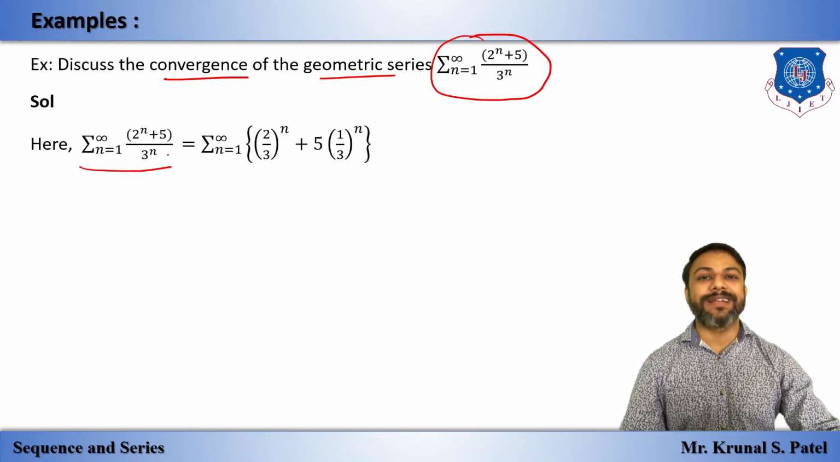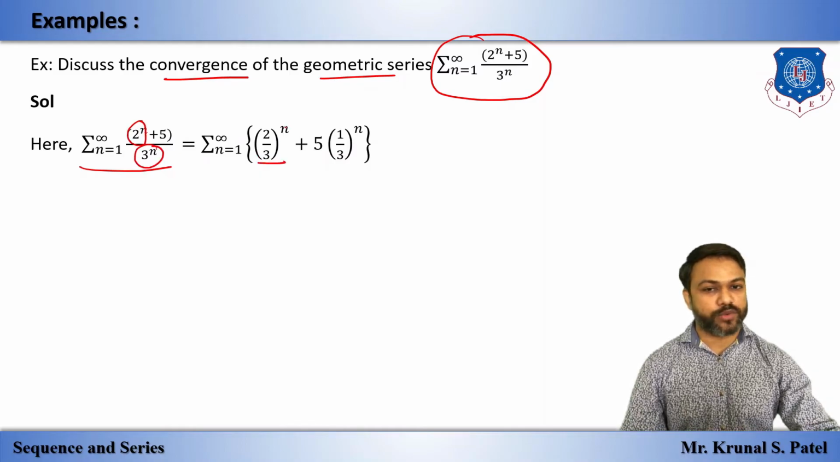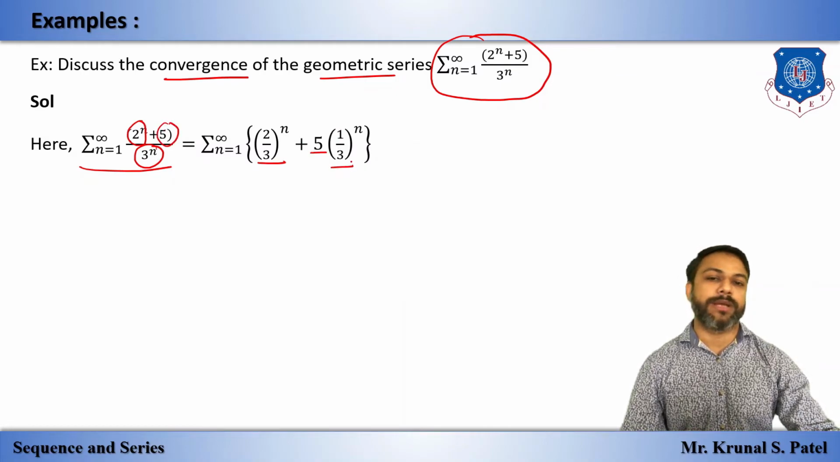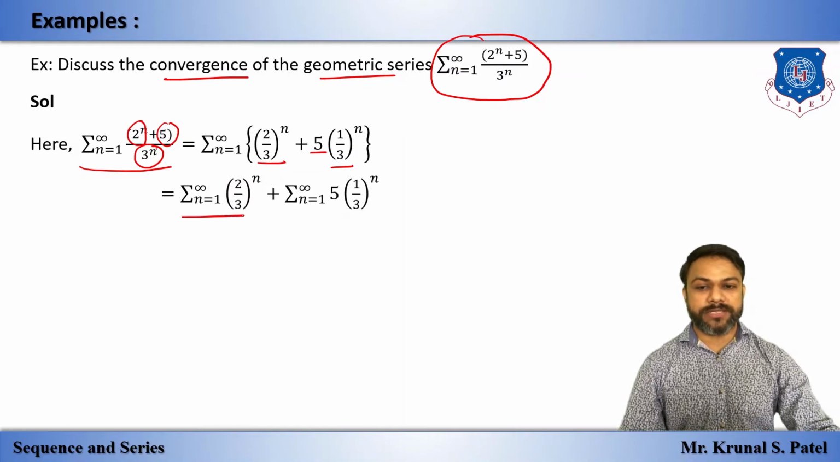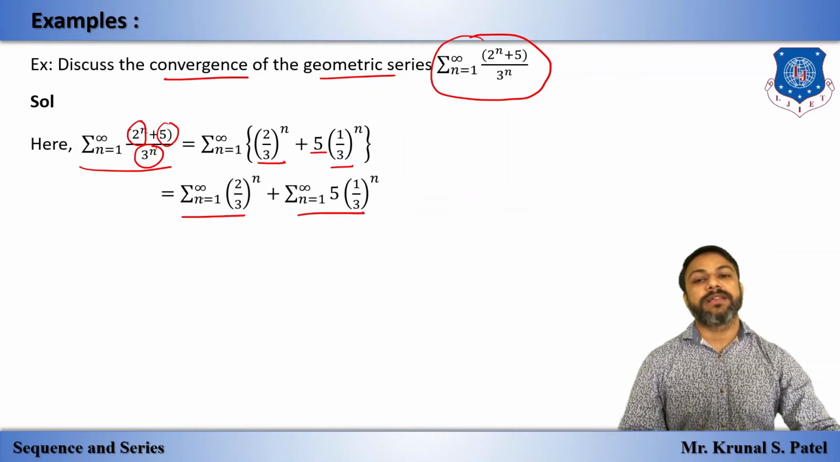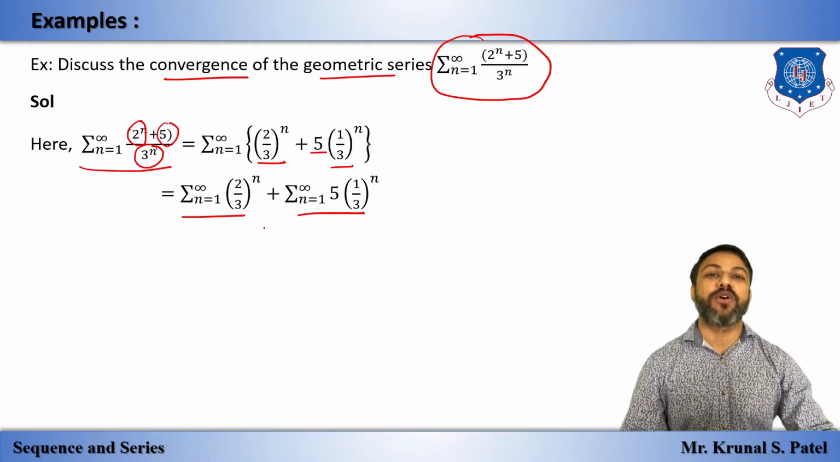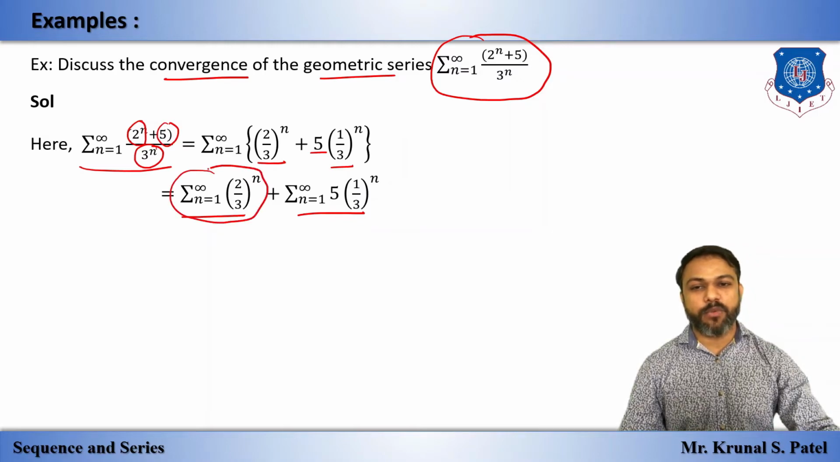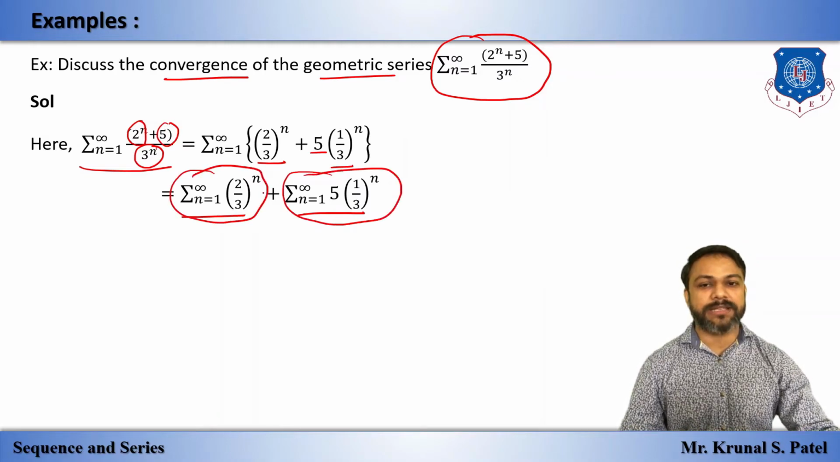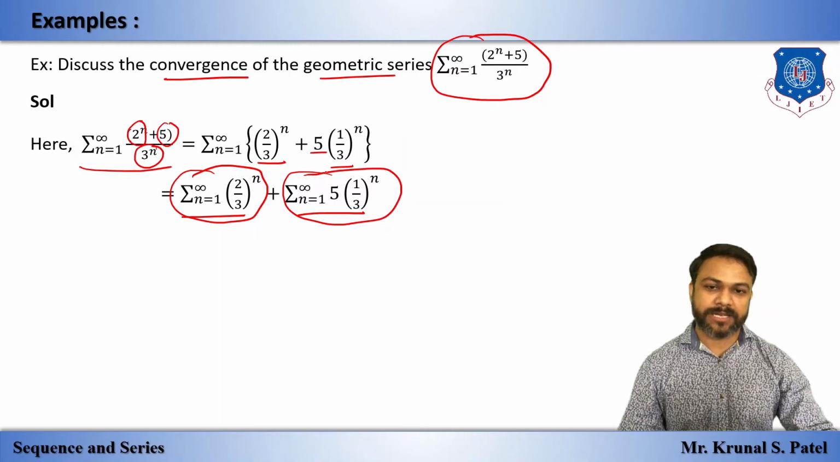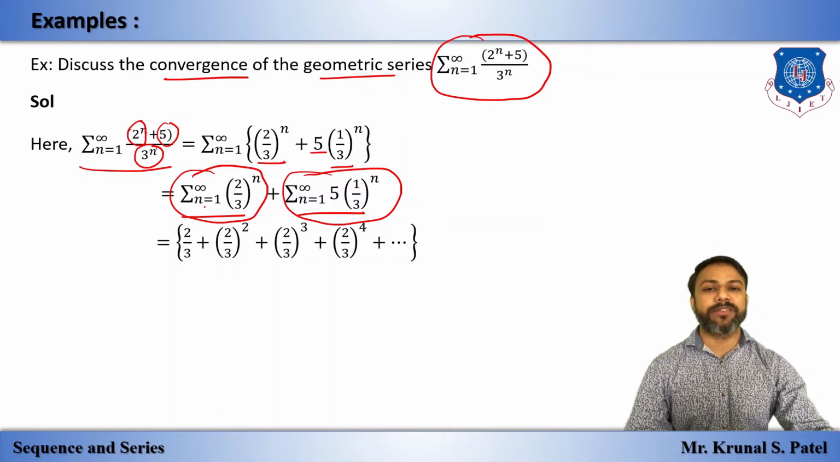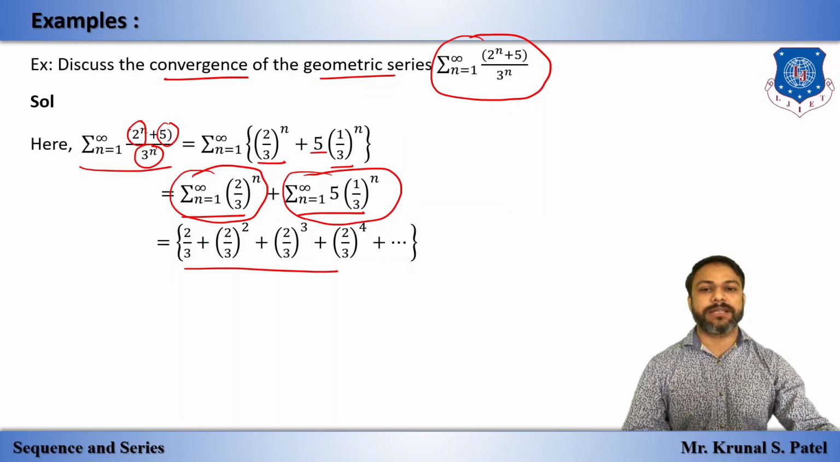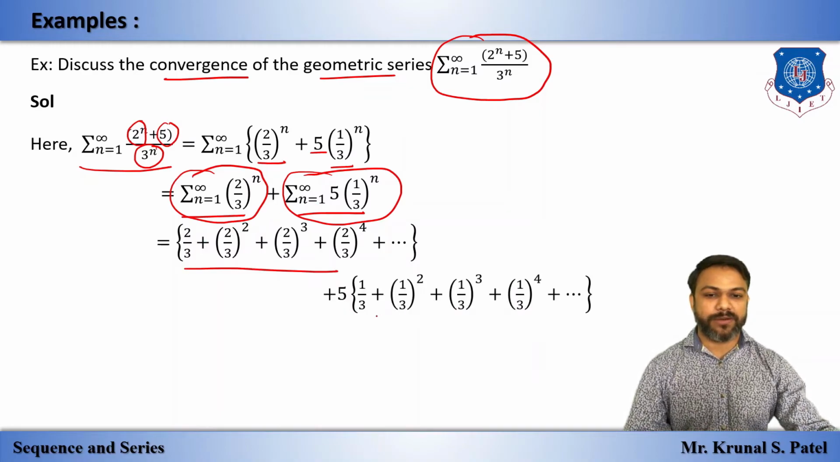The given series is written as 2 raised to n upon 3 raised to n, that means 2 by 3 whole raised to n, and here 5 by 3 raised to n. If we take 5 outside, it is 1 by 3 whole raised to n. So we have two different series, sigma of this and sigma of this. This is the sum of two series, and we have seen the properties. We just have to check that if both series are convergent, the sum of these two series is also convergent. Putting in values of n, this is the first series expansion, plus this is the second series, with 5 outside.